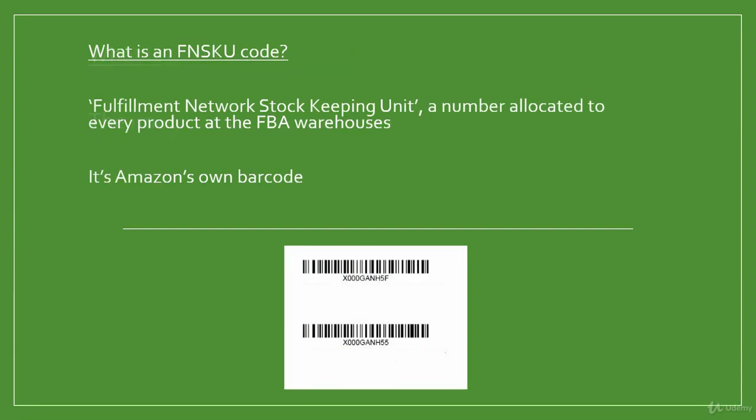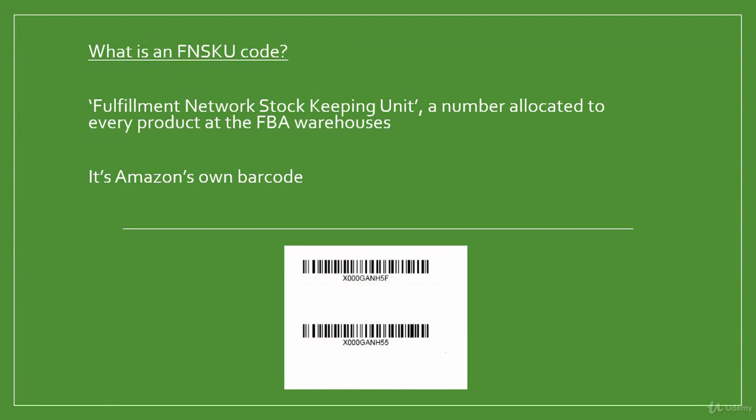As well as UPC codes, we have something called an FNSKU code. FNSKU stands for Fulfillment Network Stock Keeping Unit. And this is Amazon's own barcode. And every item at the FBA warehouse has an FNSKU code.